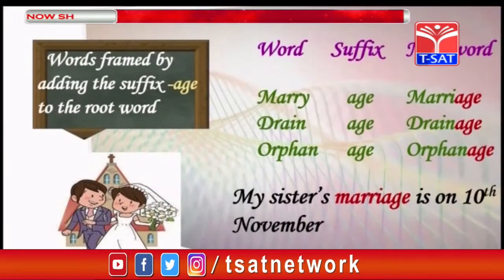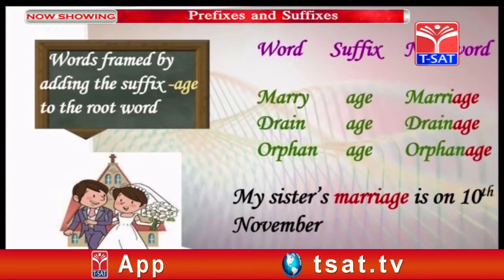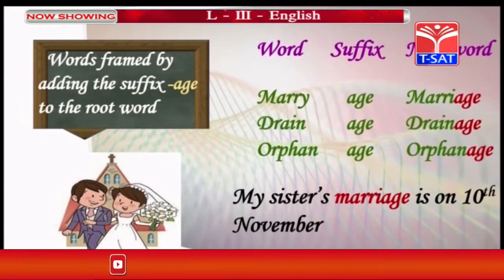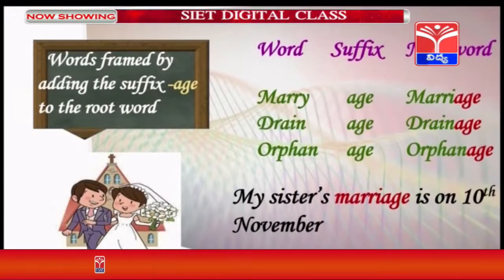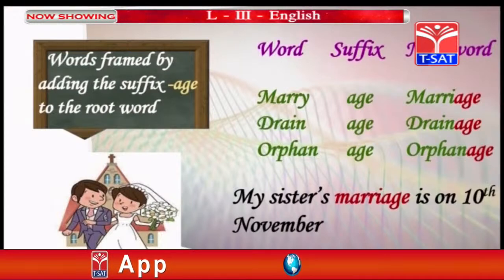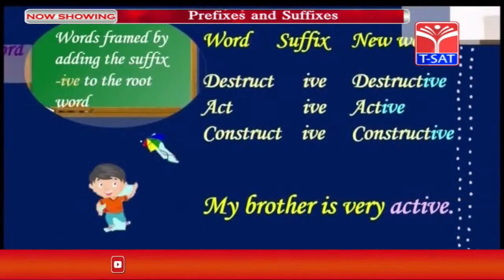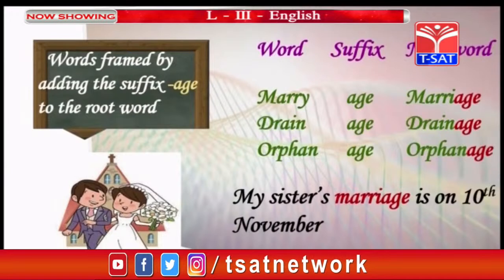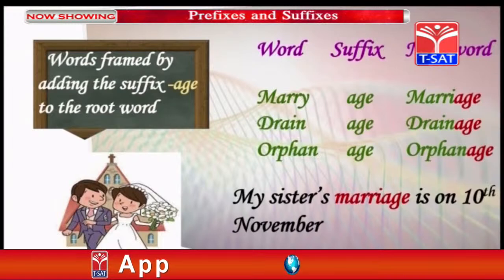Words framed by adding the suffix -age to the root word. For example, if we take the root word marry, by adding the letters -age, the new word becomes marriage. If you observe carefully the spelling of the word marry, while changing it into the new word, the letter Y is replaced with the I. So, children, keep in mind the spellings also while adding the suffixes.